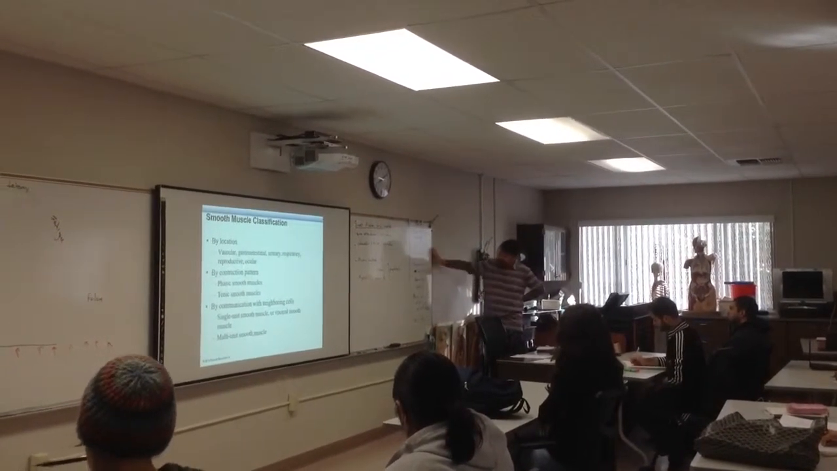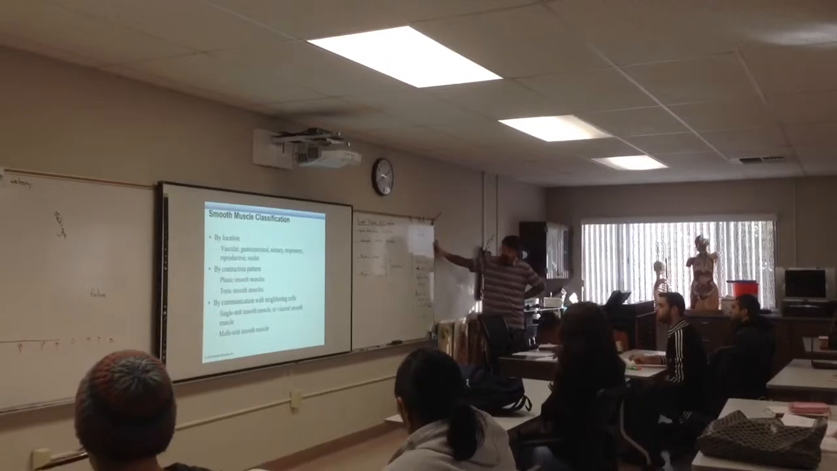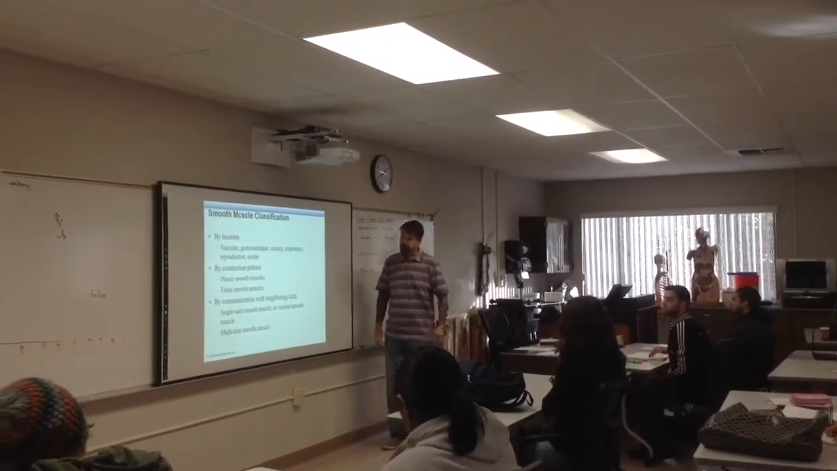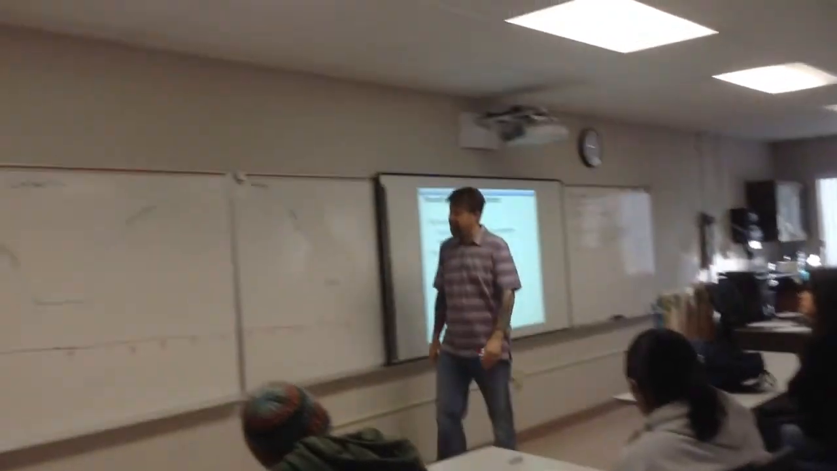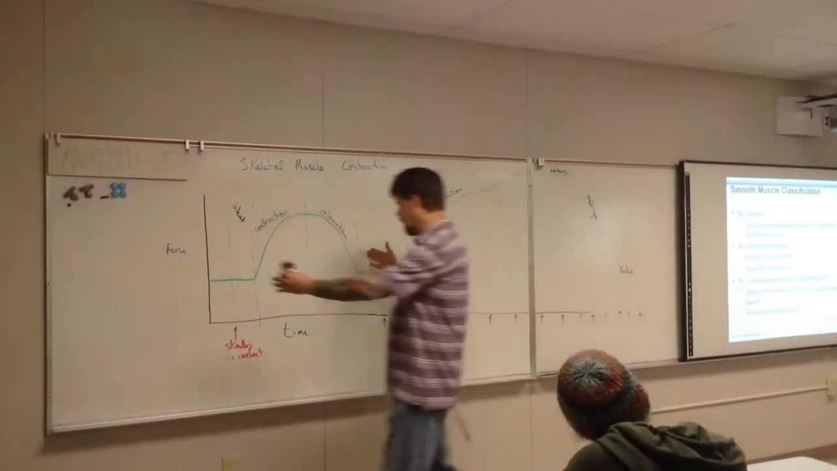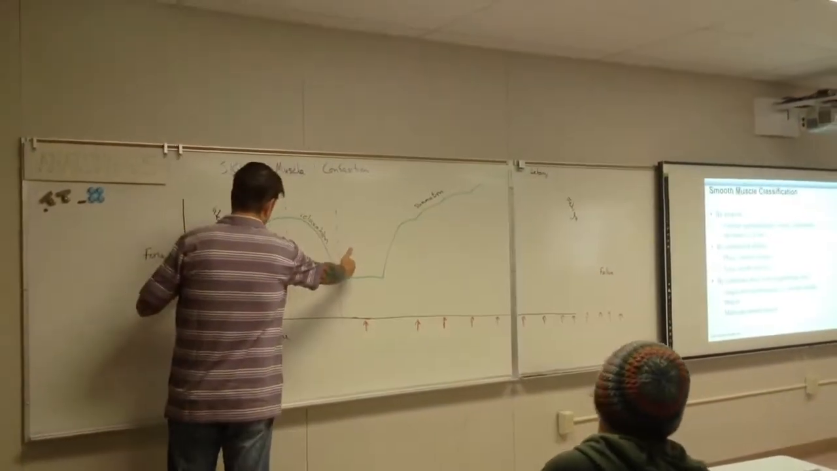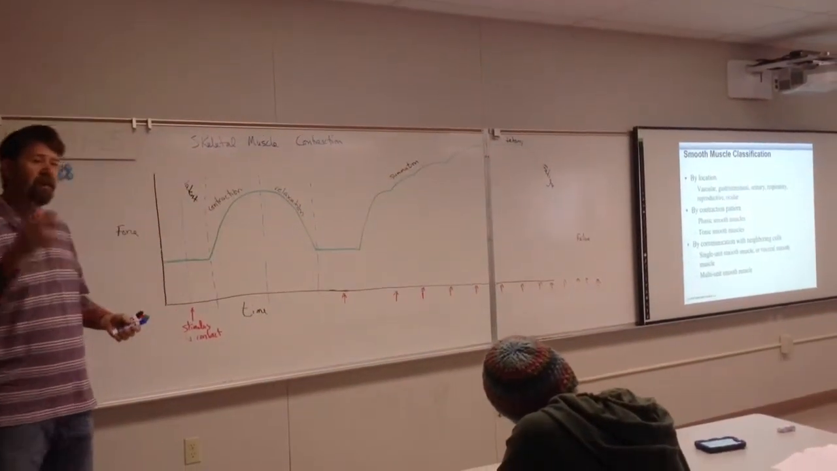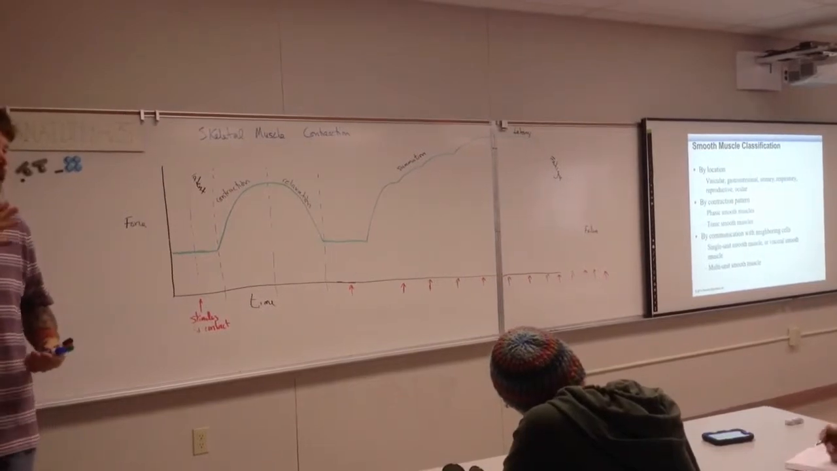Then we're going to be looking at some muscle properties, in particular, something called the muscle twitch. What I drew on the board over here, just this part right here, is what's called a muscle twitch. Now, it's different than what you think of when a muscle twitches. That's not what I'm talking about.